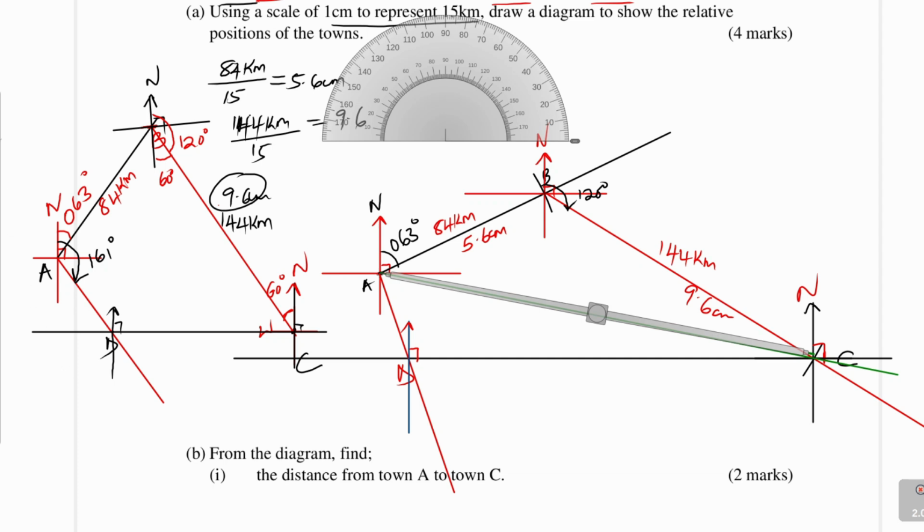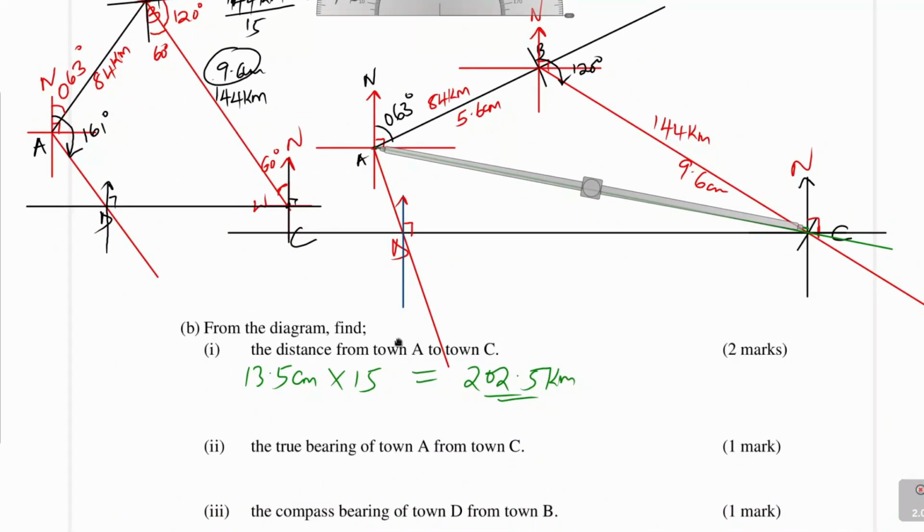So this is 13.5 centimeters. Remember, we have the scale where 1 centimeter represents 15 kilometers, and we are supposed to give the answer in kilometers. So you have to multiply 13.5 by 15, since 1 centimeter represents 15 kilometers. When you multiply, you'll get 202.5 kilometers. So that is the first part of the question.